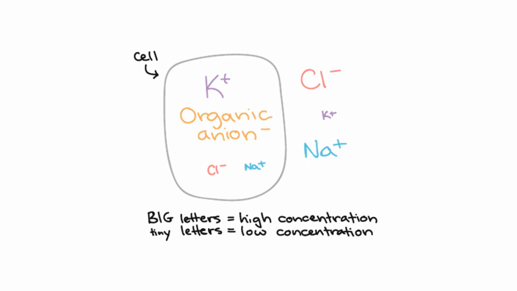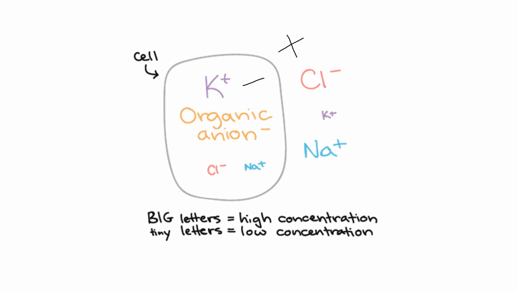There's high levels of sodium outside the cell and lower levels of sodium inside the cell. We also have chloride. Chloride is going to be high outside and low inside. And then inside the cell, we're going to have organic anions, and anions are just going to be negatively charged molecules. The net charge of the inside of the cell is going to be negative, and the net outside of the cell is going to be positive.